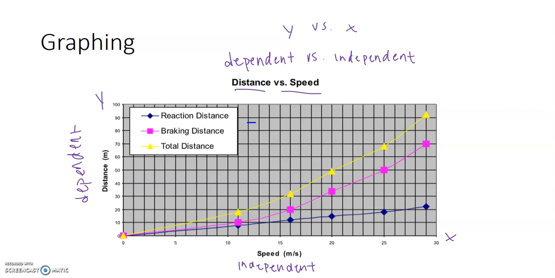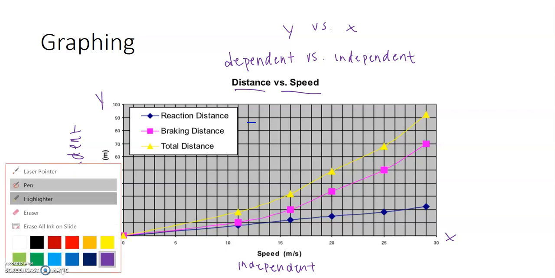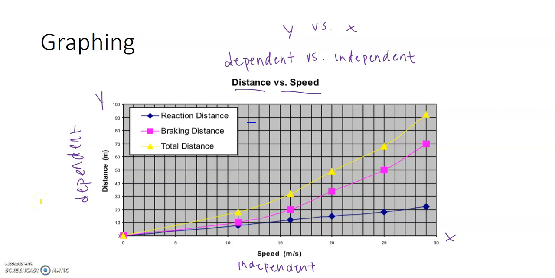I would also like you to note the axis titles. We have our vertical axis and our horizontal. And when you label your axes, you need to include the variable distance in the units of meters. Same with the x-axis, speed, which is measured in meters per second.